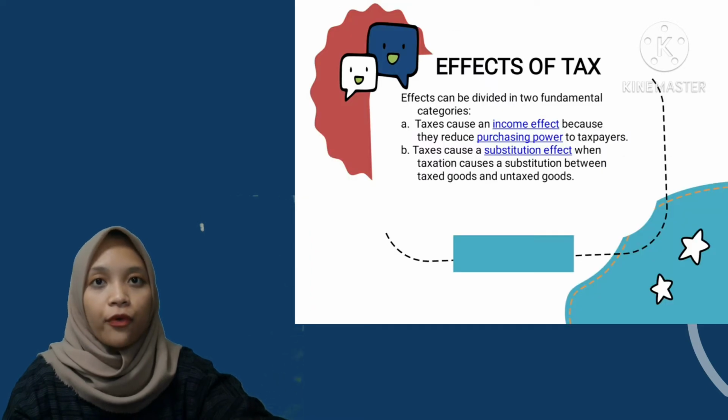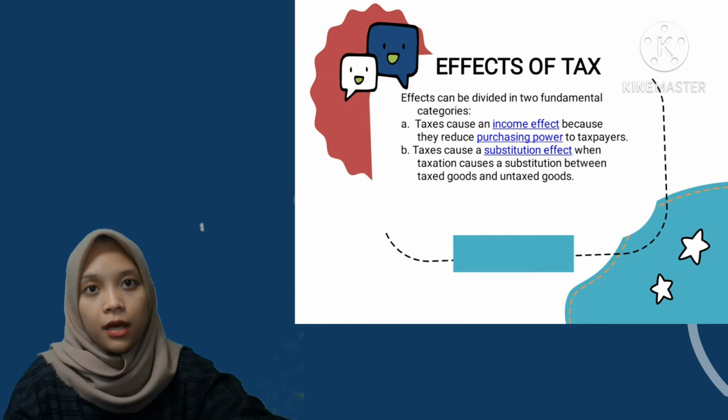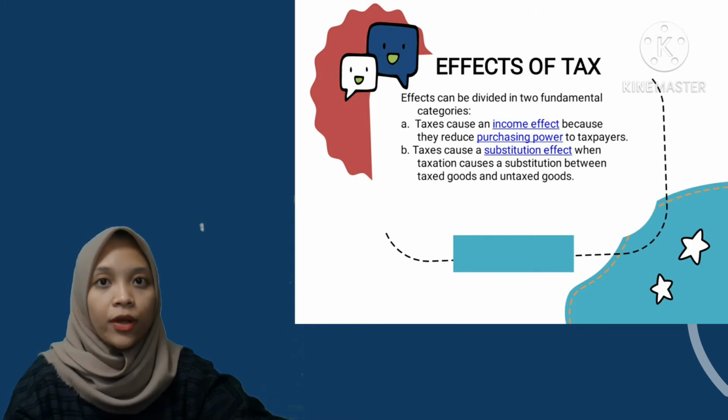There are two effects of tax. Number one, tax causes an income effect because it reduces purchasing power of taxpayers. Number two, tax causes a substitution effect when taxation causes a substitution between taxed goods and untaxed goods.